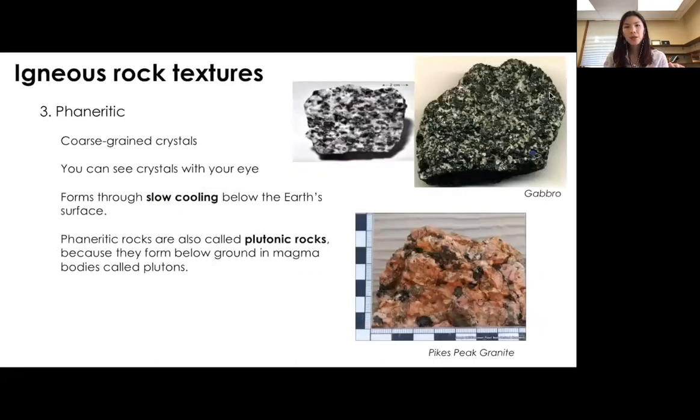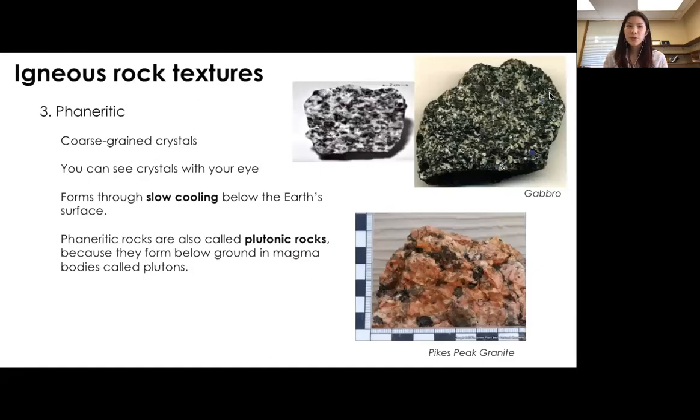If we move up in crystal size, we get to phaneritic rocks, and these are going to be coarse-grained. So this means you can see the crystals with your eye, and in fact, these crystals can be fairly sizable, on the scale of centimeters. They form through slow cooling below the Earth's surface, so these are going to be rocks that are in magma chambers that slowly cool at depth.